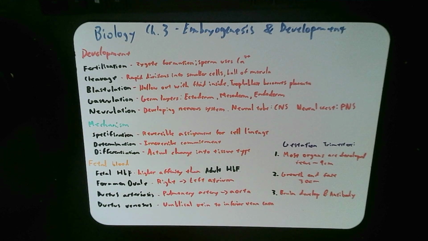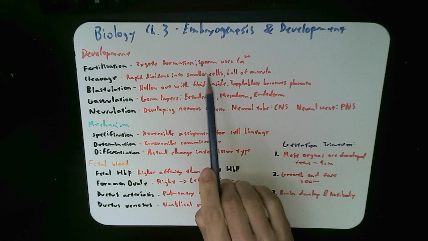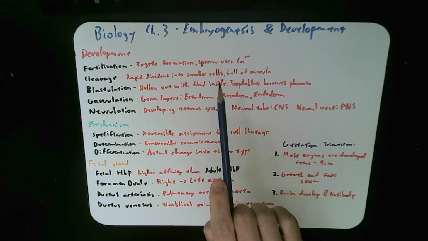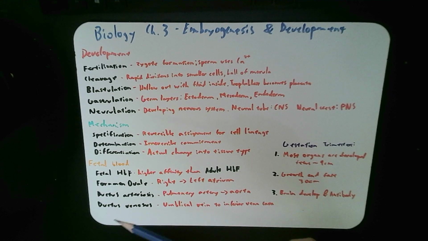So, starting on development, we have the process of fertilization, which is sperm and egg coming together and forming the zygote. In that formation, the sperm uses the acrosome on the very tip to pierce through into the egg, and that uses calcium.